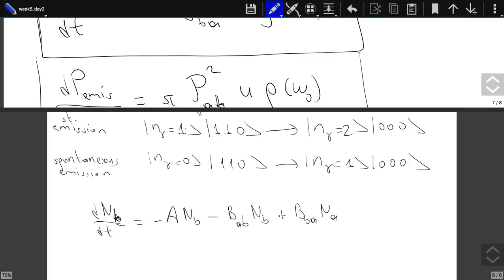So if I have NB atoms, and each one of them gets to emit due to this stimulated emission, and if that rate is, let's say, BAB, then the change in the number of B atoms per unit time is just the probability of transition per unit time times the number of B atoms. Again, this will contribute to a decrease in the number of B atoms, so we have that minus sign.